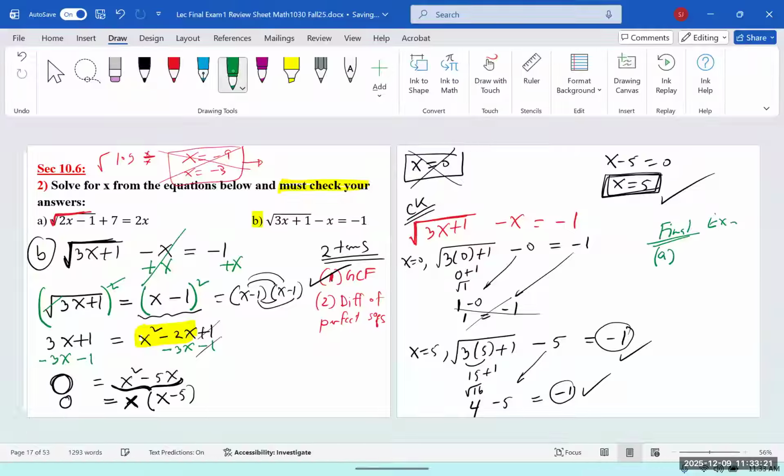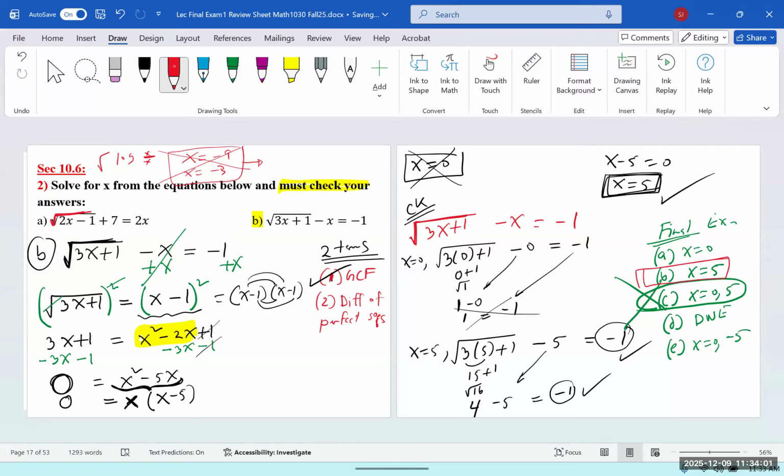So they will give you the choices. A, x equals 0. B, x equals 5. C, x equals 0 and 5. D, doesn't exist or no solution. Okay, so maybe another one, x equals 0 and negative 5. So they'll give you all sorts of choices and you must check, otherwise you may think this is the correct answer, which is wrong. x equals 0 and 5 is not the correct answer. x equals 5 is the only correct answer.